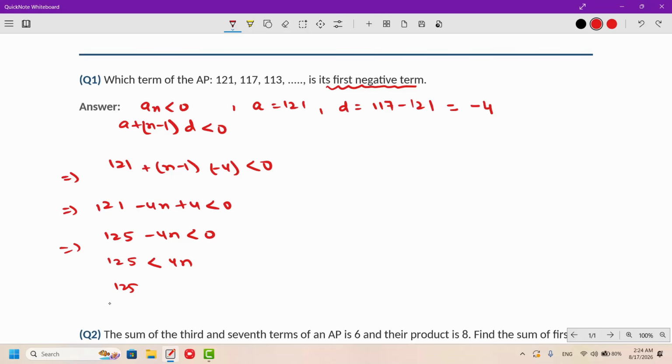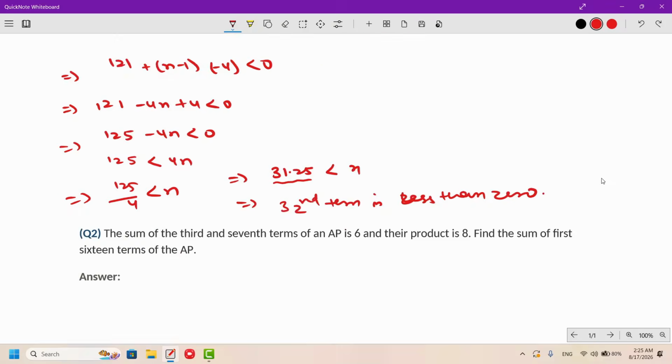So 125 upon 4, n is greater than this. Now we get the value 31.25, and n is greater than this. It means that the term after 31.25 will be the 32nd term. So the 32nd term.